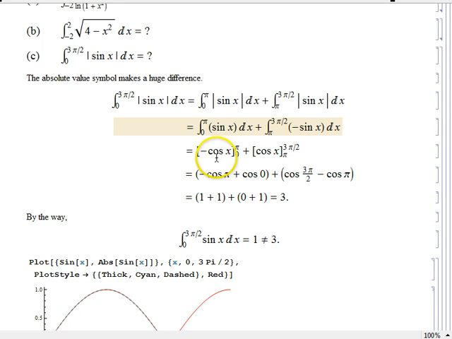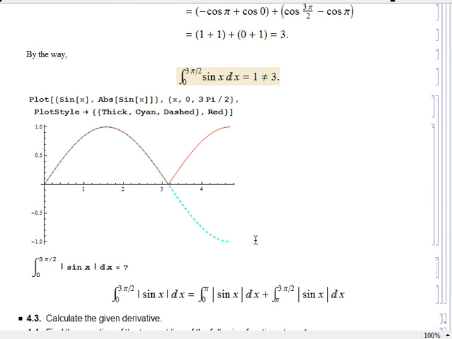Antiderivative of sine is negative cosine, antiderivative of negative sine is cosine. Apply the fundamental theorem, plug in the b value, plug in the a value, subtract one from the other. Remember the cosine of pi is negative 1, so negative, negative, positive, and so on and so forth, and we have an answer. If you calculate the integral without the absolute value, you're going to get a different answer.